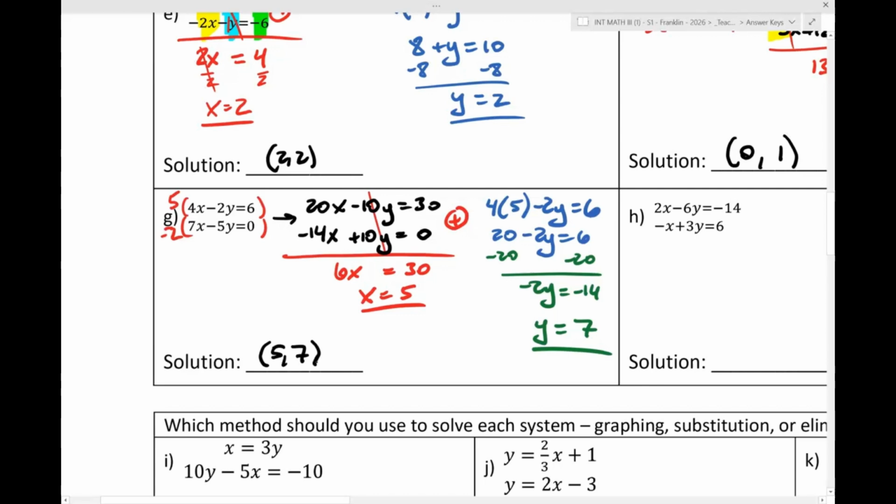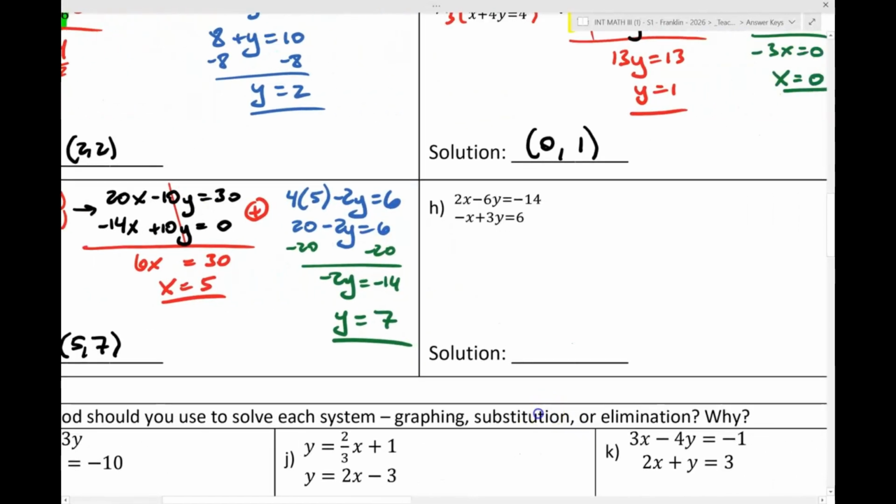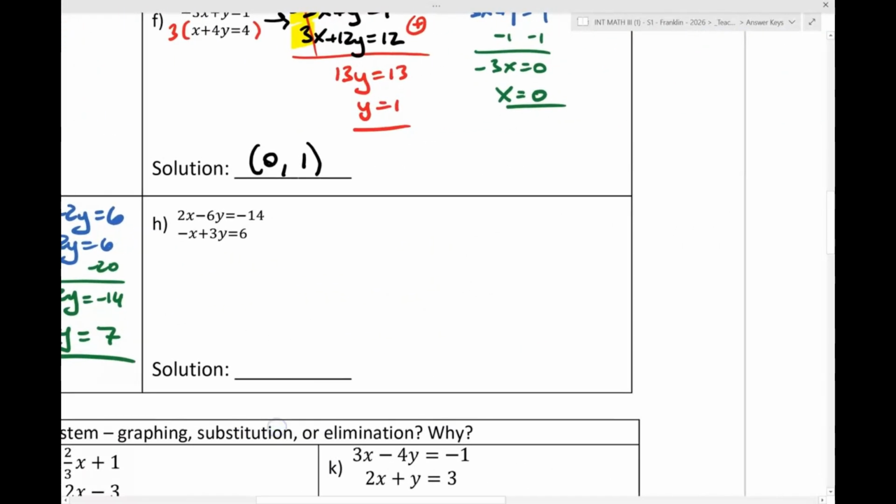So on paper, it looks like a little bit more work sometimes, but a lot of it's just rewriting and then solving the equation. As long as you understand what's going on here, it should be okay. Now on the next one, again, we don't have opposites, but I think I can just multiply the bottom equation. I'll go ahead and multiply it by 2, and that'll give me a 2 and a negative 2 on my x's. So let's see what that looks like here.